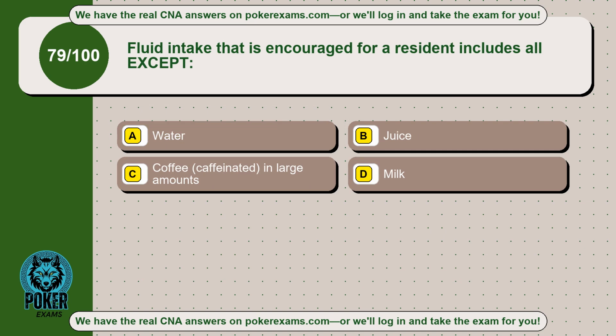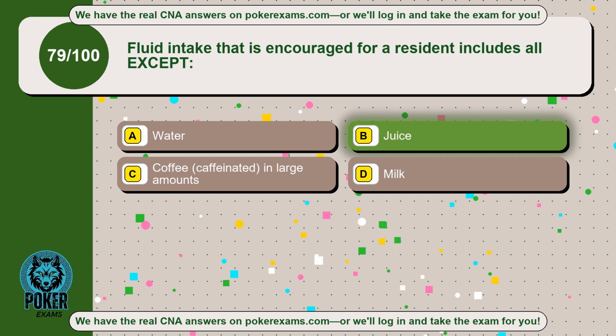Question 79. Fluid intake that is encouraged for a resident includes all except: Option A, water. Option B, juice. Option C, coffee, caffeinated, in large amounts. Option D, milk. The correct answer is option B.